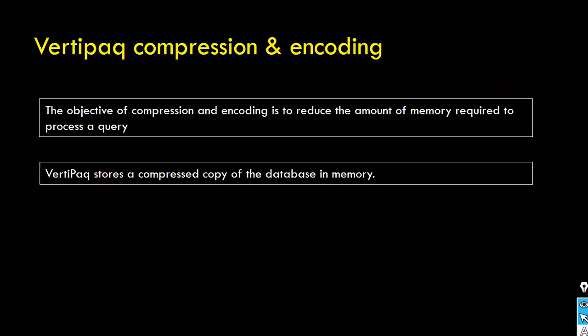So what is encoding? You have something called a compression encoding. The objective of this is to reduce the amount of memory required to process the query. As part of encoding, it tries to reduce the amount of memory required. Compression is the next step, and then VertiPaq stores a compressed storage of the database in memory. So before it compresses the data, it tries to reduce the existing data itself using a technique called encoding.